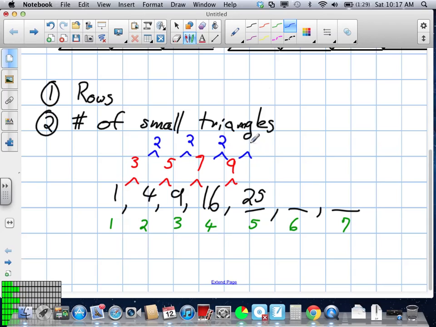So let's continue this pattern. How much does this have to change by? 2. Yep. Which gives us what number? 11. That's right. Which gives us? 36. Very good. And then let's do it one more time. 2, which gives us 13. And that gives us? 49. 49. Excellent. Good job.